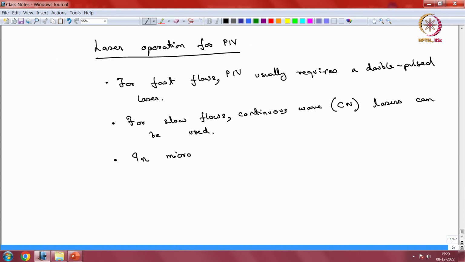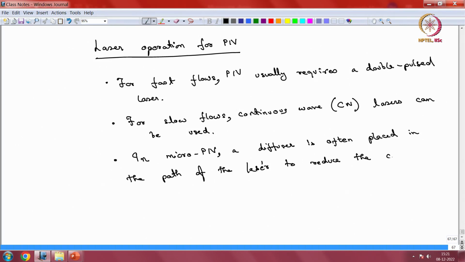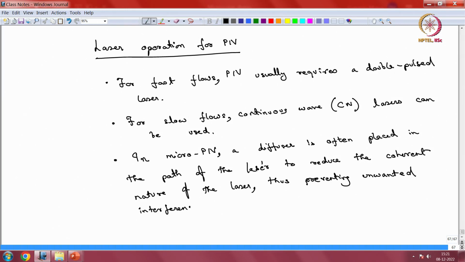In micro PIV, a diffuser, which is an optical element, is often placed in the path of the laser to reduce the coherent nature of the laser, thus preventing unwanted interference patterns.